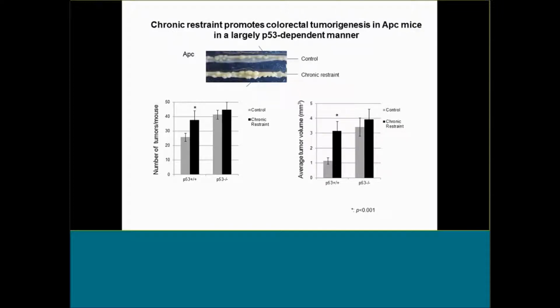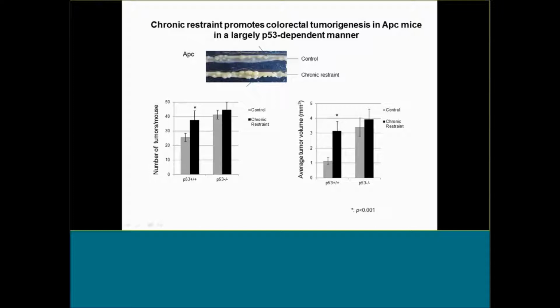And then we move into an APC min mouse model, and I told Nathan that I will have a picture to show you exactly what this type of tumor looks like. These mice contain an allele of mutant APC gene, and they are prone to develop spontaneous intestinal tumors at around 14 to 16 weeks of age, as shown here. What we found is that chronic restraint can significantly increase the number as well as the volume of the tumors in these mice.